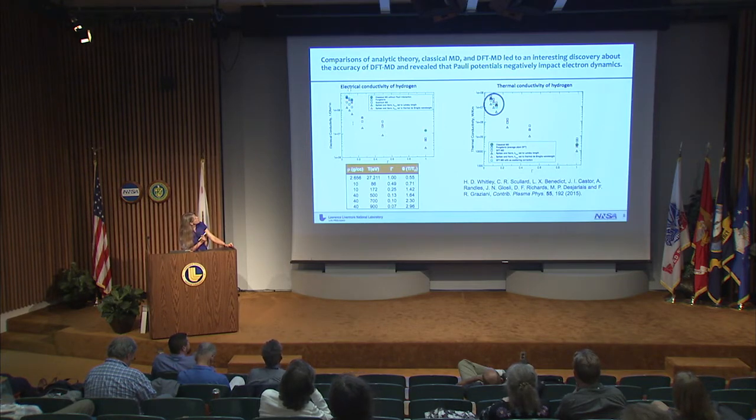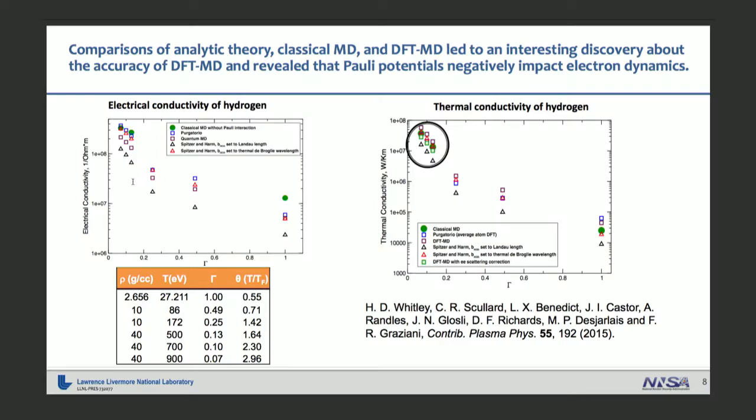So the interesting thing that we saw was that for the electrical conductivity, it looked like our classical MD with statistical potentials, but not including the Pauli interaction for the reasons that I stated earlier about why it messes up the dynamics, agreed well with Purgatorio. And the QMD was a little bit lower, but still same order of magnitude. This is percents difference, not like factors of 2 or 3.